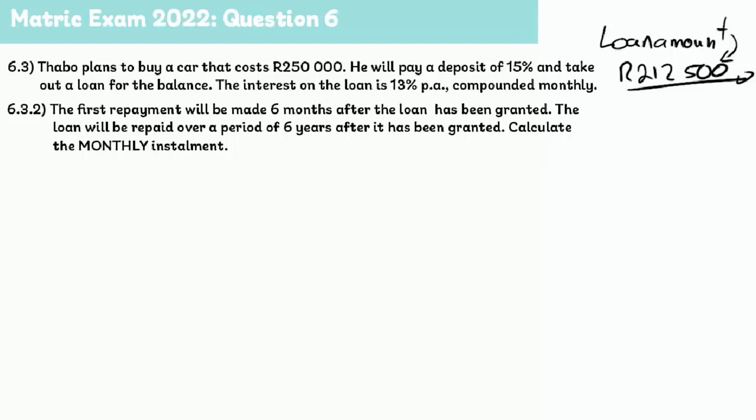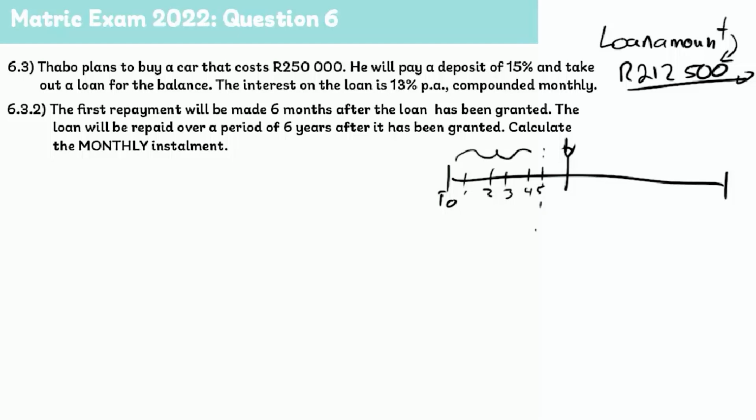Remember, the first thing that we need to do is work out the amount, the interest that has been accumulated. So 1, 2, 3, 4, 5, 6, that's where the first payment is going to be made. This is T0, 1, 2, 3, 4, 5. We're working out till this point. We want to know what the interest is over here. The formula is A equals P(1 plus i) to the power N. A is what we're working out, so we don't know what that is.